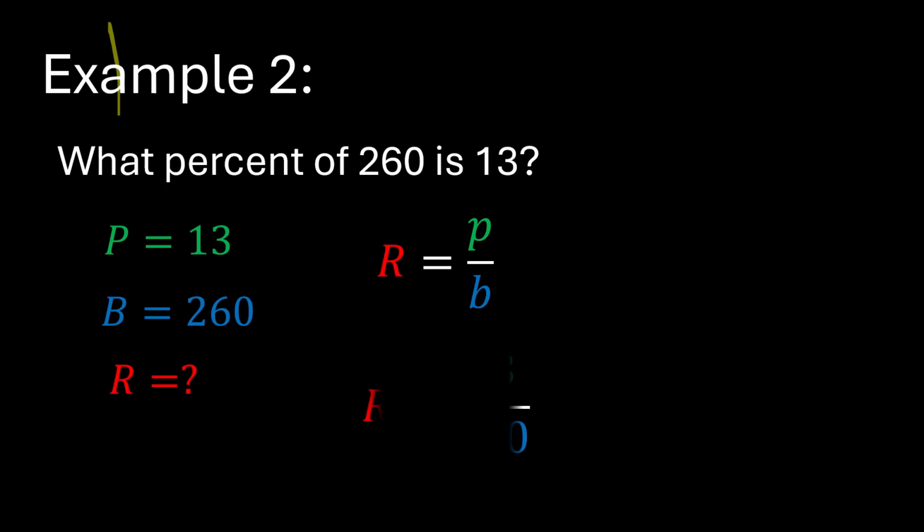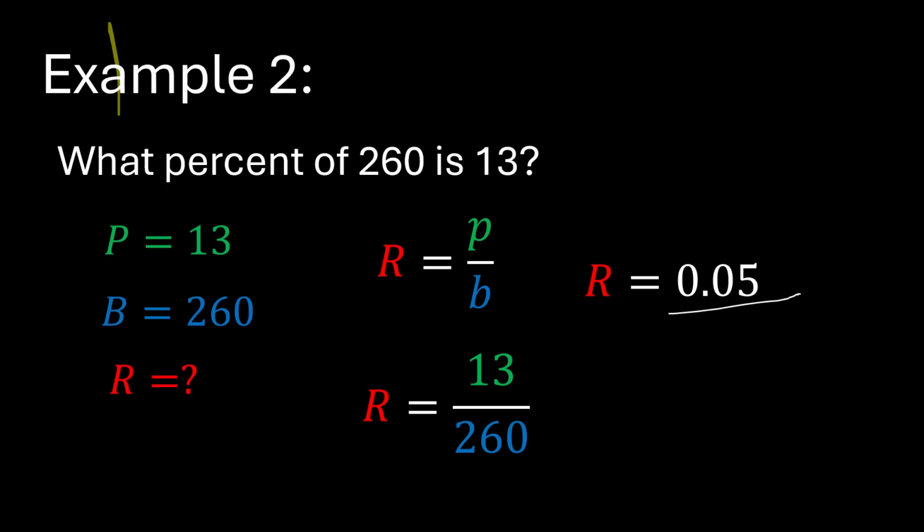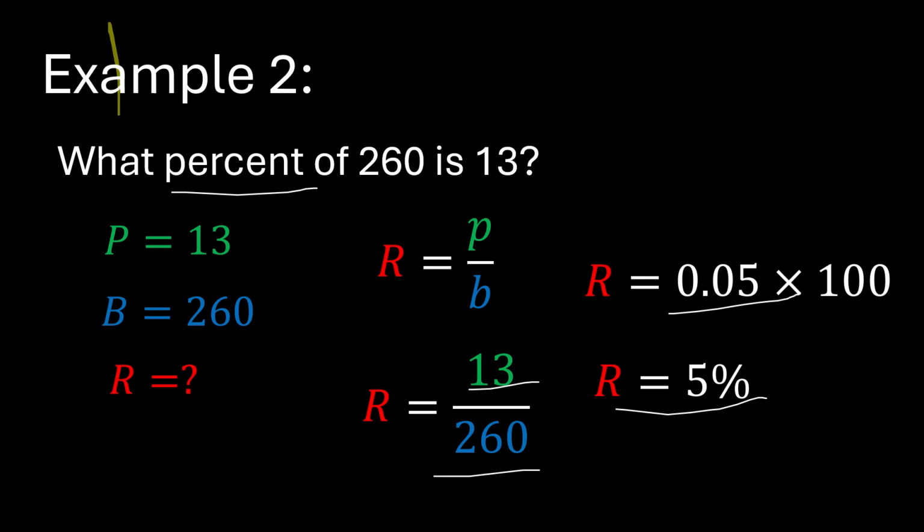Now substitute the given values. Rate equals 13 divided by 260. Performing the division gives us 0.05. Notice that our answer is in decimal form. However, the problem is asking for a percent. To convert a decimal into a percent, we multiply by 100. So 0.05 times 100 equals 5%. Therefore, 13 is 5% of 260. And that's our final answer.